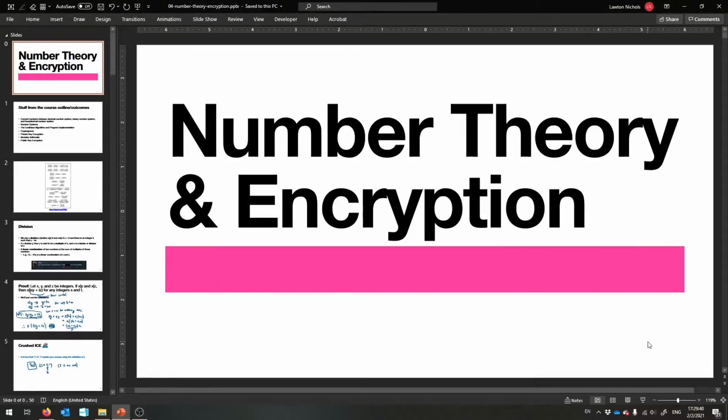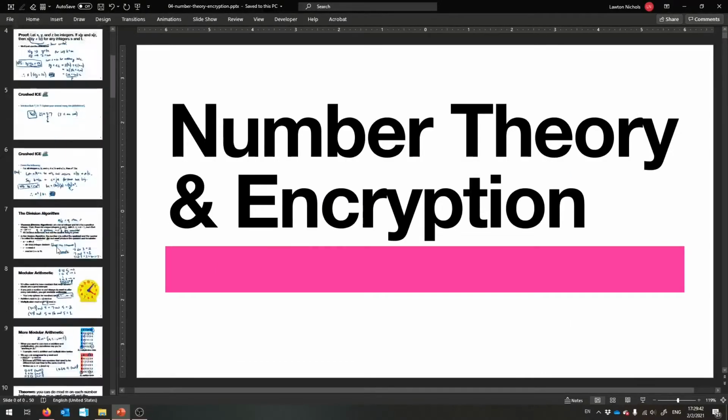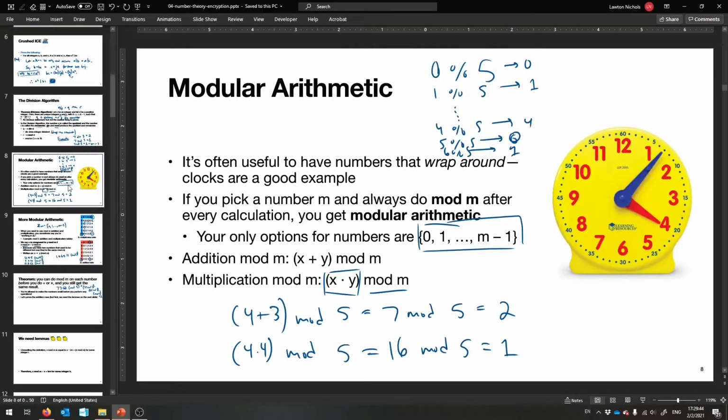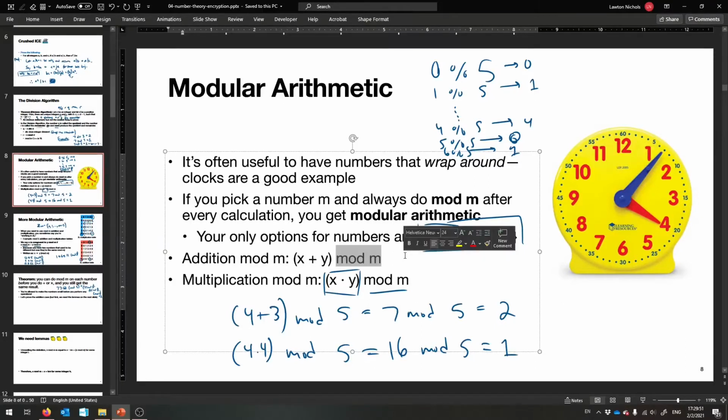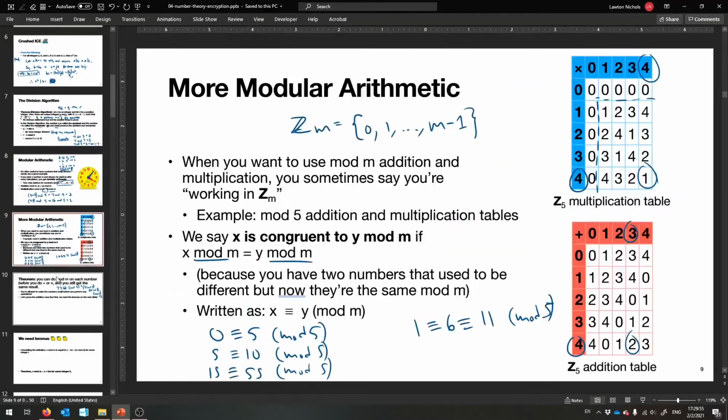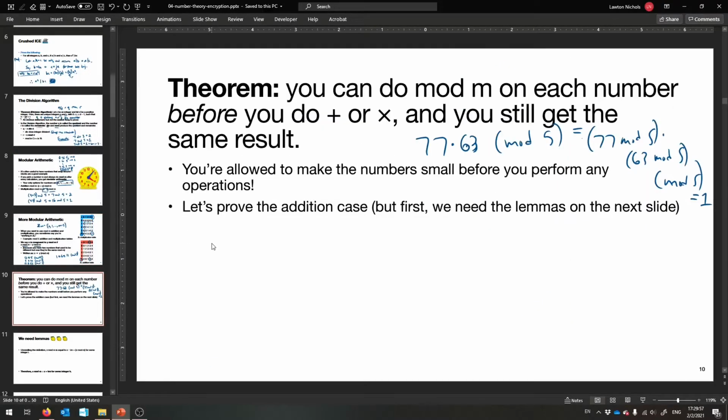Okay, welcome back. So we're talking about number theory, and the last stuff that we talked about was modular arithmetic. So these are numbers that wrap around whenever you pick some number m to do modulo by after doing all your work. And we just noticed that we can save ourselves a little bit of work because, we're about to prove it, we can do mod before we actually do those operations, before we do multiplication, before we do addition, and we'll actually end up with the same thing. Let's figure that out together.